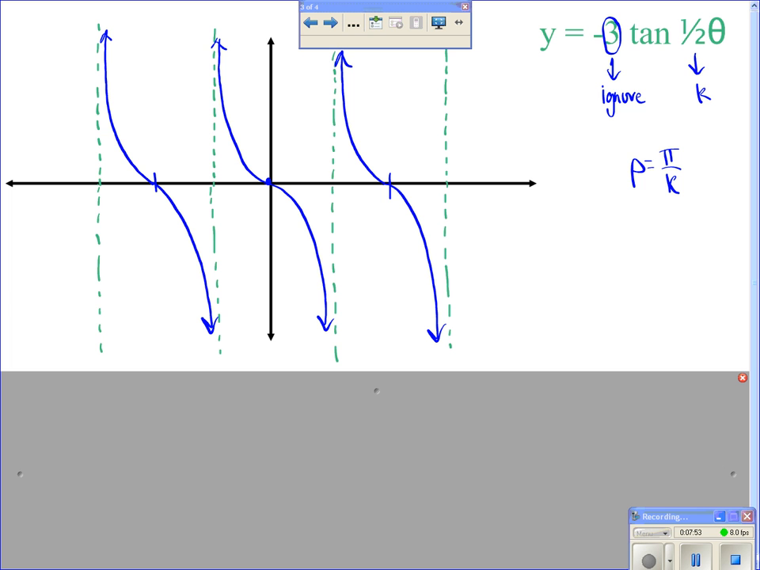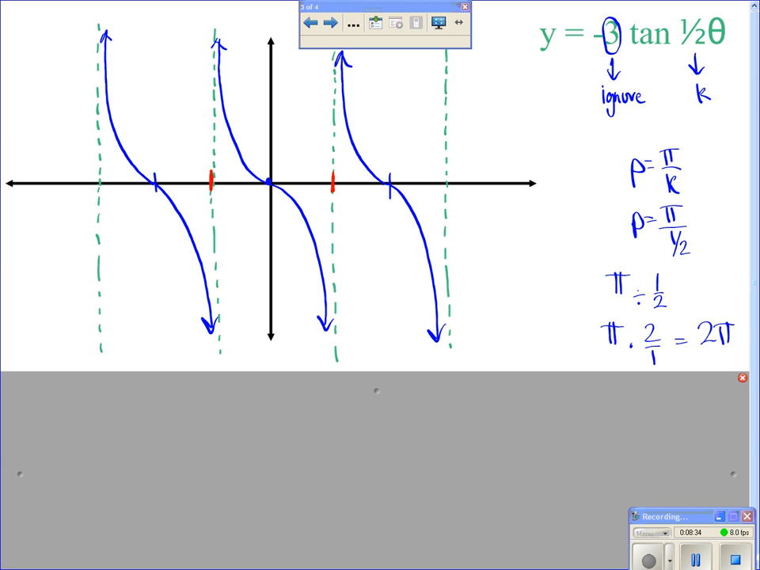And remember that period is pi over k. So the period would be pi over 1/2, which would really be, what do we do when we divide by fractions? What do we have to do to this 1/2? We have to flip it, so it's really pi times 2 over 1, which is 2 pi. So that is the length from here to here is 2 pi.